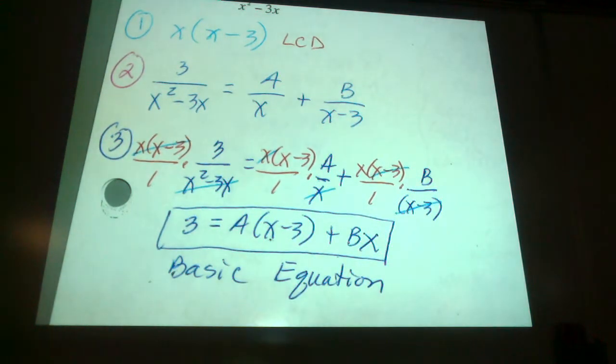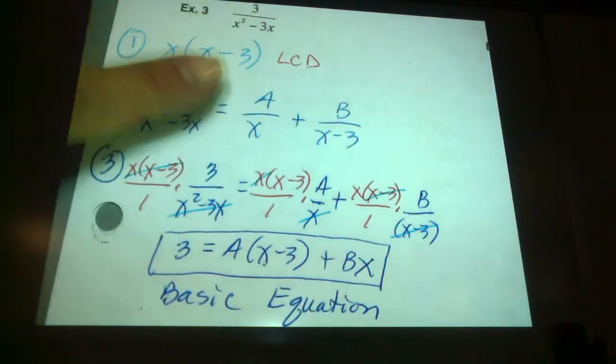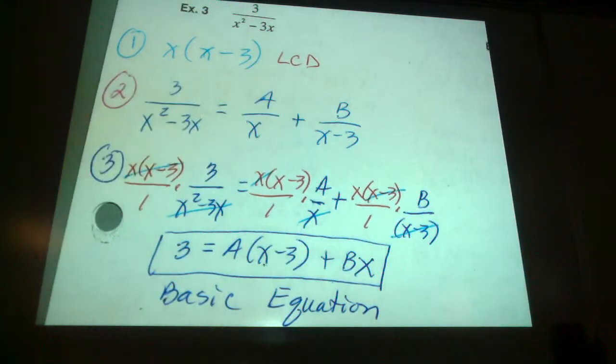So now our job is to find out what A and B are. Once we know what A and B are, we can plug them back into the A and B here, and then we'll have our 2 separate fractions. So step 4 says put in different values for x that generate zeros, and other letters will fall out. So I'm looking for zeros.